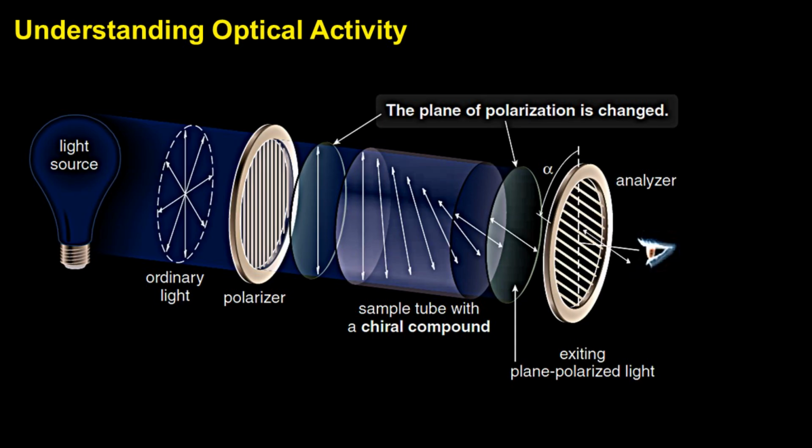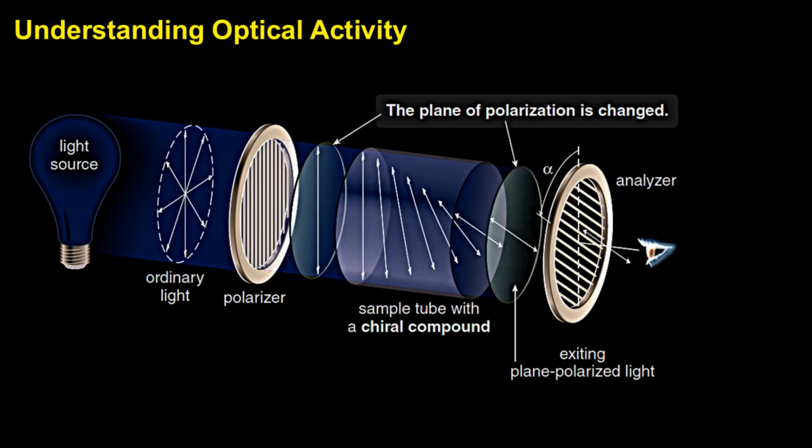All right, here's how it works. When plane-polarized light enters a sample tube containing a chiral compound, the molecules interact with the light, causing the polarization plane to rotate by an angle alpha. How much it rotates depends on a few things, like concentration, tube length, wavelength, temperature, and even the solvent. Once the rotated light comes out, it passes through an analyzer that measures how much the angle has changed.